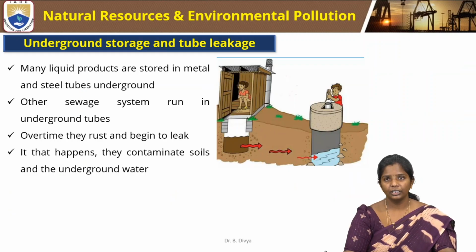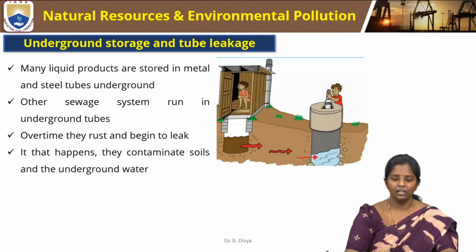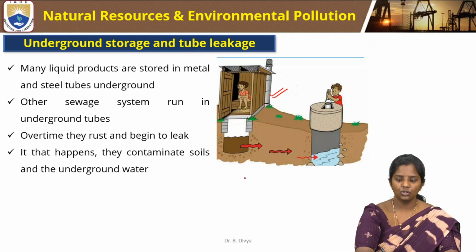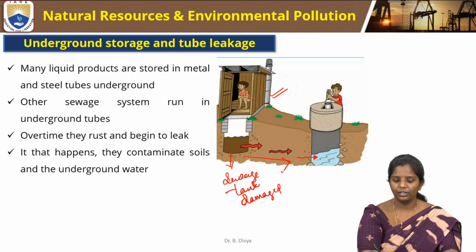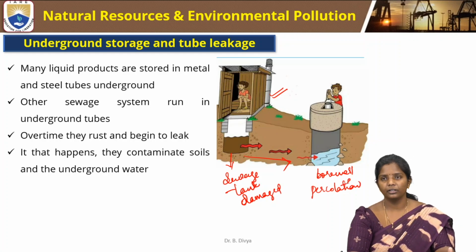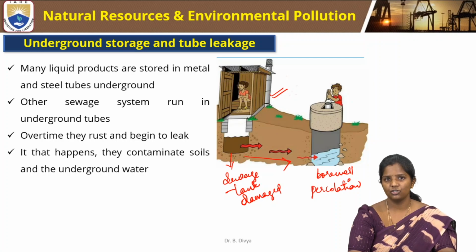So underground storage and tube leakage. For example, we have toilets that are present, so that is having a sewage tank. If it is not properly maintained or is damaged, it has a probability of leakage from these to the borewell. So percolation always happens, and whenever we are taking up the water, there is always a possibility of contamination from the sewage tank.